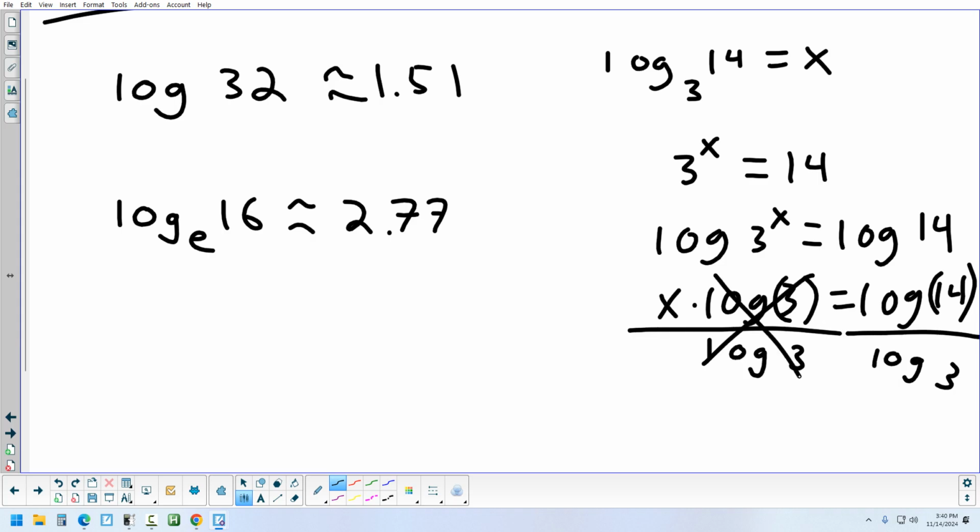So we talked about this today, and if you recognize this pattern, that's what always ends up happening. It basically just ends up being log of this number divided by log of this number when you have that type of equation. If you don't remember, that's fine. You can do this every time. But that's the pattern.